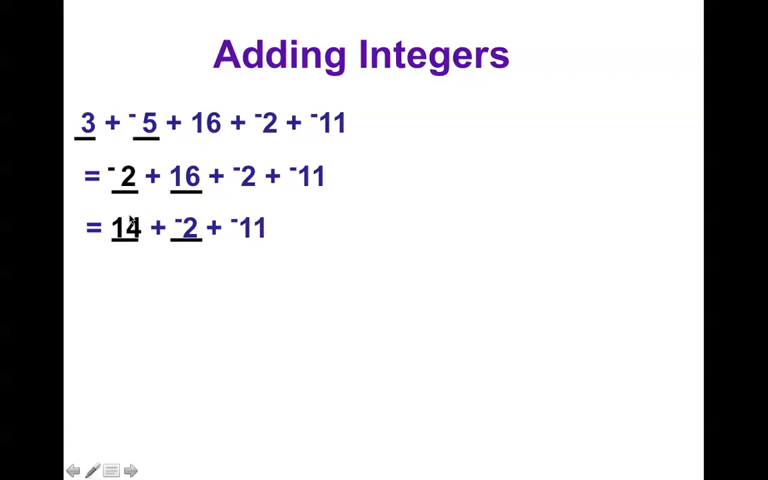When we look at the next one, we end up getting positive 14 and negative 2. So once again, they're different, so we subtract, we get 12. The answer is positive because there are more positives. And lastly, positive 12, negative 11, that's right, we subtract. 12 minus 11 is 1, and the answer is going to be positive 1 because there are more positives. And that's all we're doing right now.